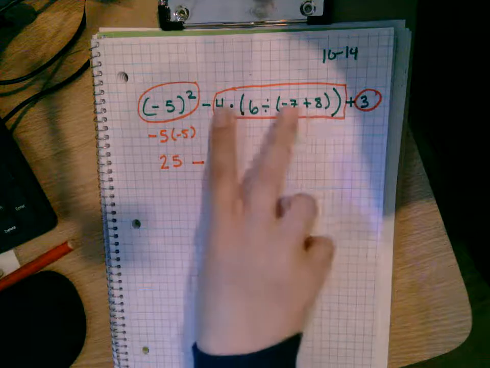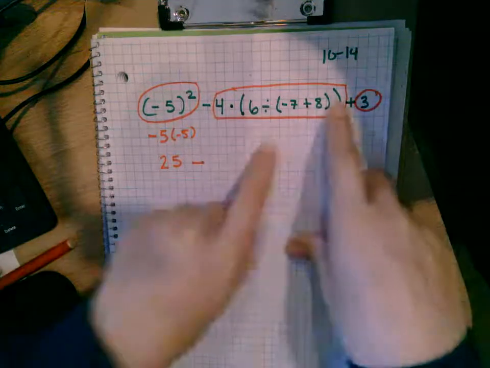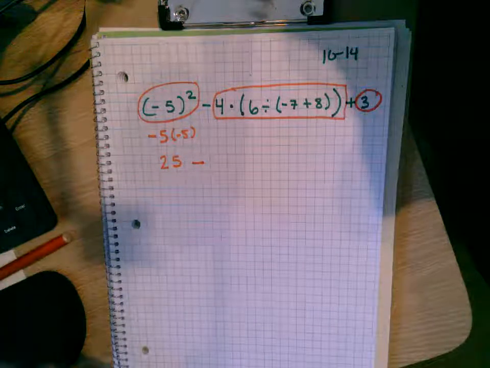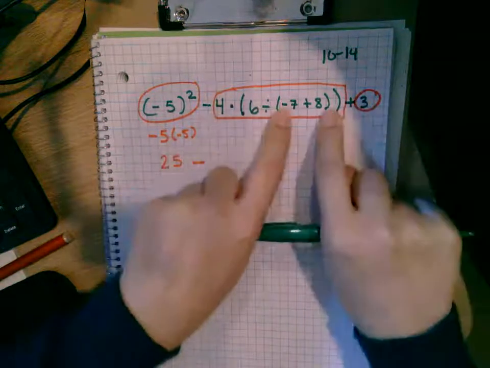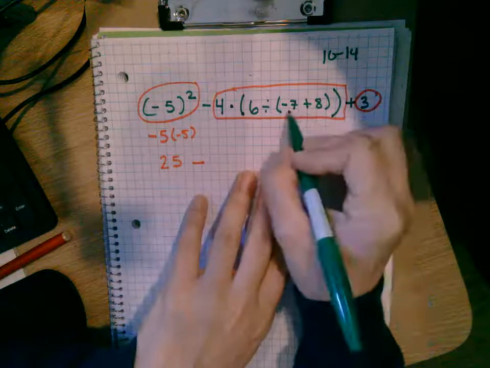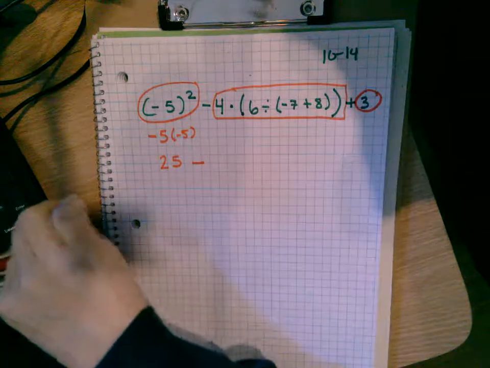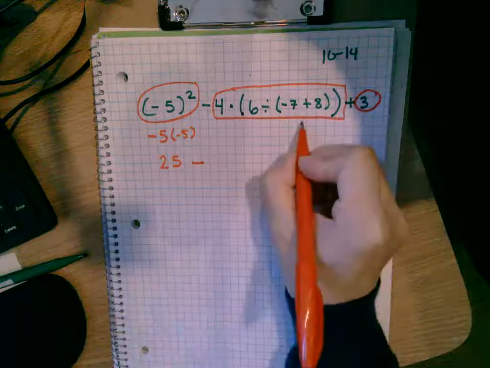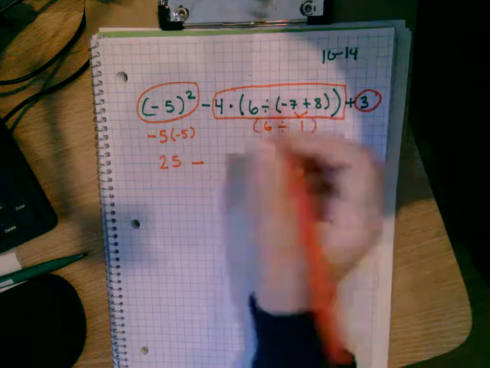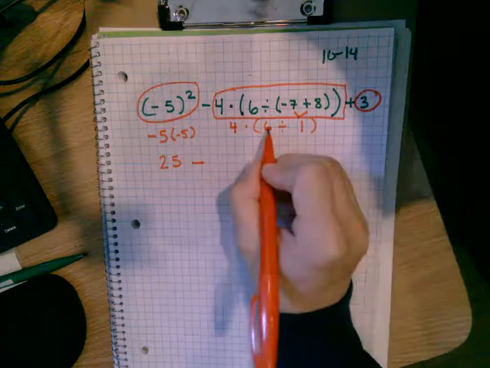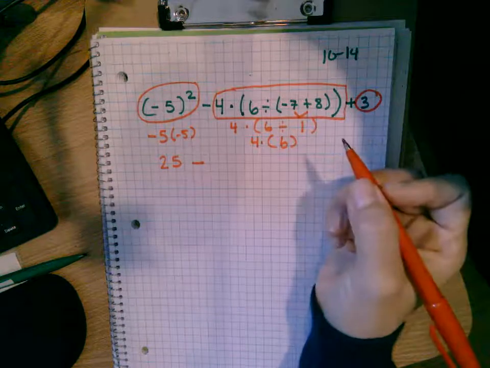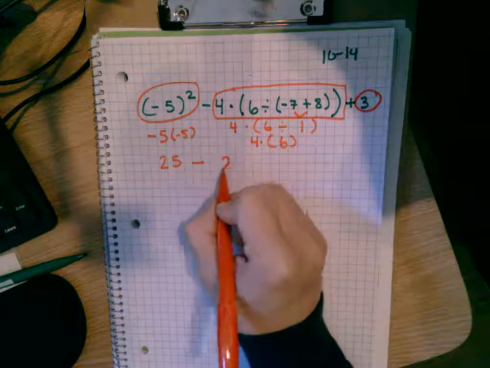So here you have nested parentheses, which means it's like parentheses and then another parenthesis, all nested together. So you end up doing the interior parentheses first. So negative 7 plus 8 gives me 1. Bring down the divide by 6, that's in parentheses, times 4. So 6 divided by 1 is 6, times 4 is 24.